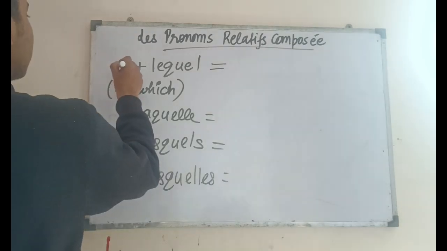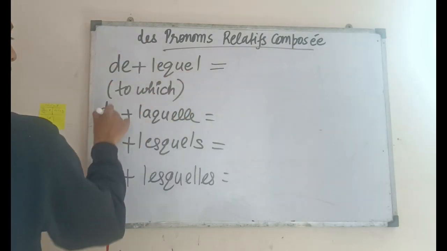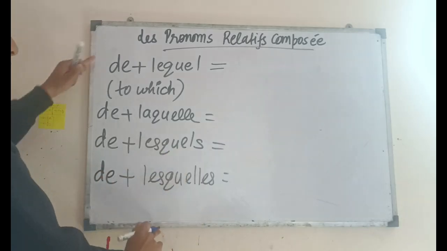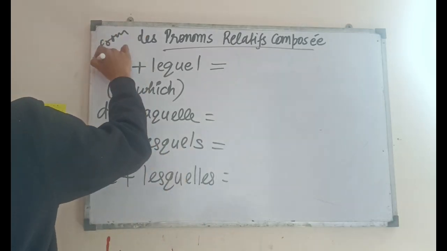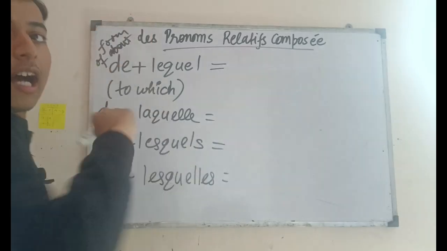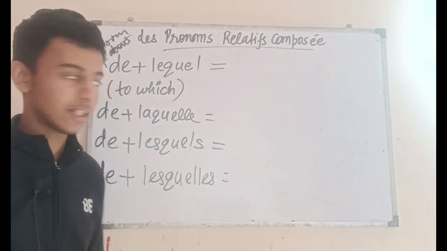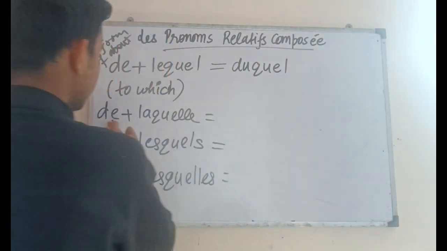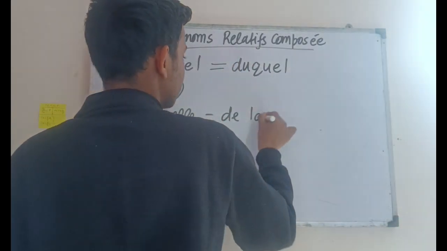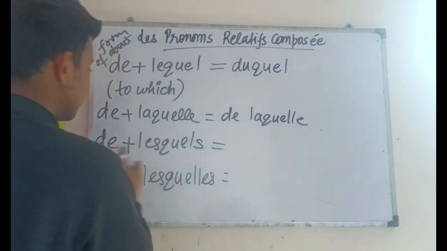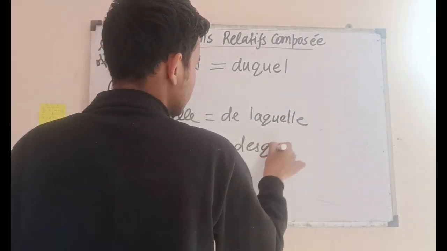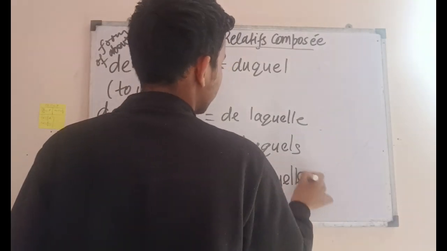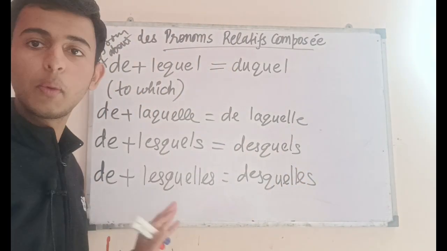If I take the plus lequel, plus laquelle, plus lesquels, and plus lesquelles, the de gives the idea of from, of, and about. Three things. I've talked about them many times, right? De plus lequel forms duquel. De plus laquelle forms de laquelle. De plus lesquels forms desquels. And de plus lesquelles forms desquelles again. That is the concept. I hope this much is clear.